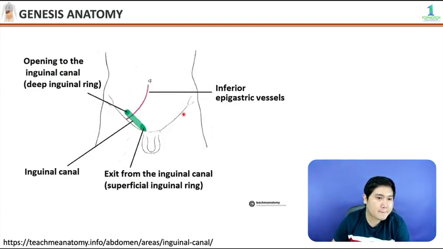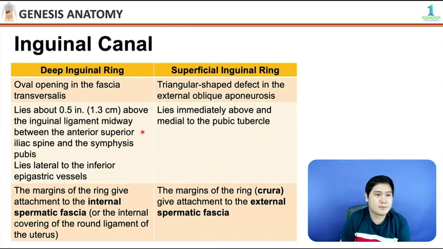So this is the deep inguinal ring. This is the superficial inguinal ring. So the canal passes over them. That's the inguinal canal. So your inguinal canal, the entry is the deeper opening, the deep inguinal ring, and the more external opening is the superficial inguinal ring.